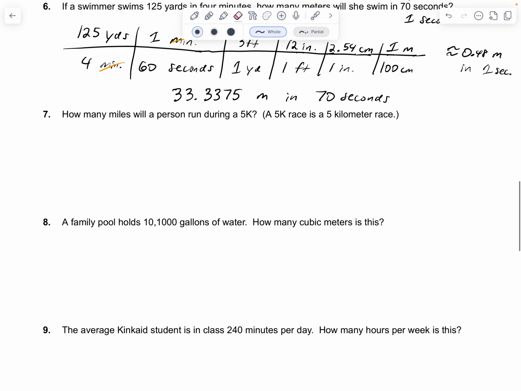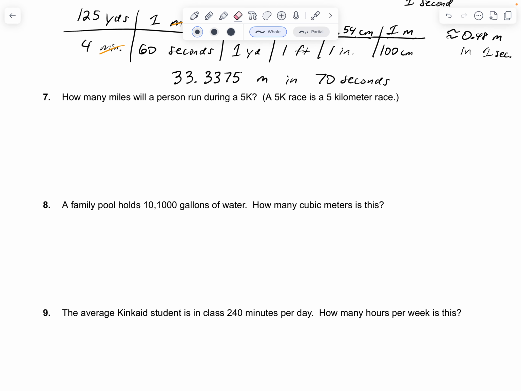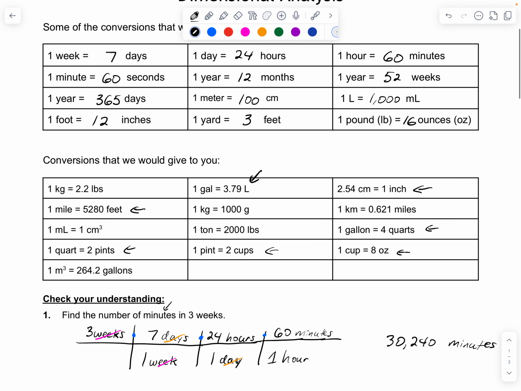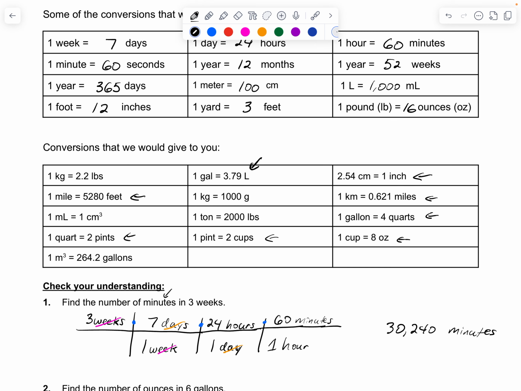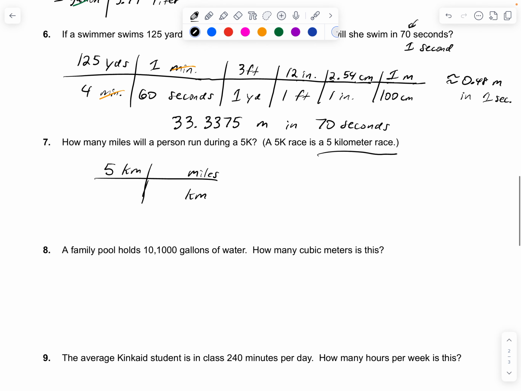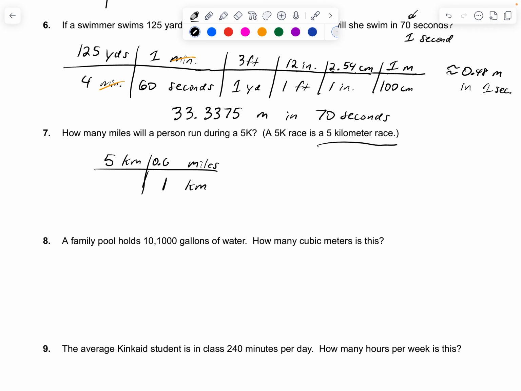Okay, 3 more to go, then we're done. Number 7. How many miles will a person run during a 5K? And a 5K is a 5-kilometer race. So we have 5 kilometers, and we're trying to figure out how many miles. So I'm going to get rid of kilometers and get miles. If I go up here to my table, it says 1 kilometer is the same as 0.621 miles. So if I multiply 5 times 0.621, that will give me my answer of 3.105 miles.